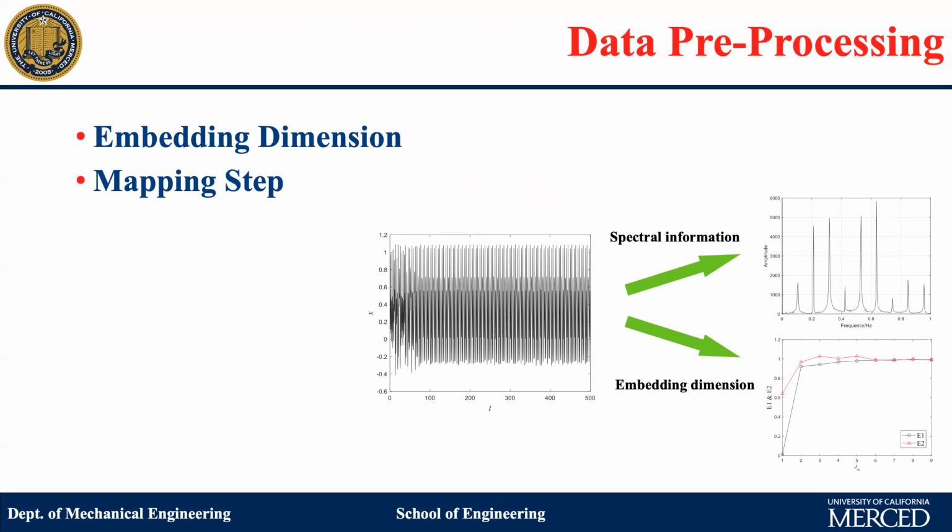What's the dimension of the state space? And then secondly, since you are doing mapping, you need to know what mapping step, the time step, you may need. It turns out the embedding dimension is a very well-known topic studied for many years, back to the 70s and 80s, and by the 90s it became a very mature discipline. So there are several methods out there you can study to find the embedding dimension from the measurements.